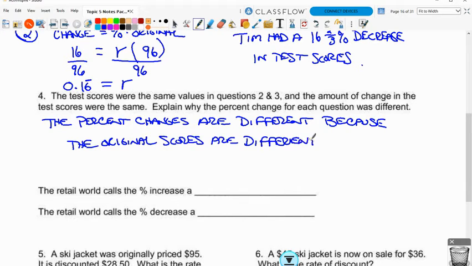Okay, percent change is always based on the original score. All right, a common mistake is to think, oh, the numbers were the same, so that means the percent changes are going to be the same. But no, you have to look and see what the original values were. Okay, if the original values are different, then your percent changes are going to be different.